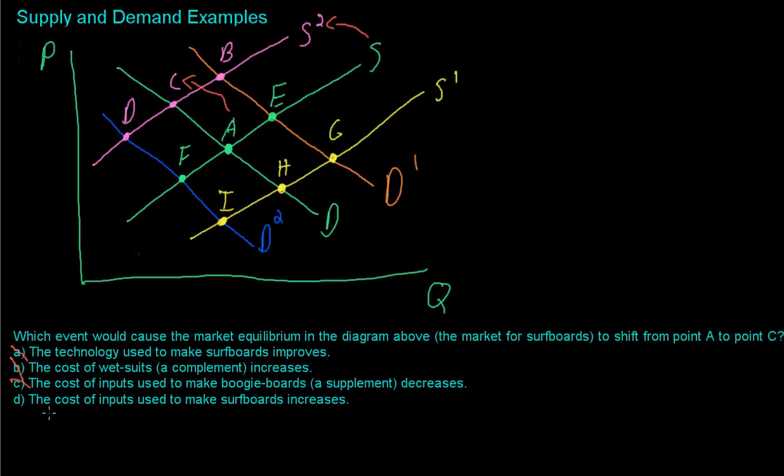And that only leaves D, and that is that the cost of inputs used to make surfboards increases. So if the cost of inputs increases, then that's going to lead to a decrease in supply, which is exactly what we have here. So our answer is D.